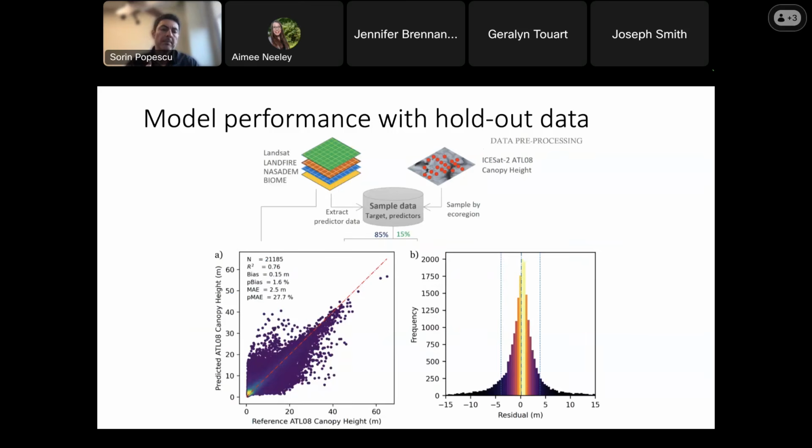So with respect to model performance, with the holdout data, we had a very good, I would say, relationship. The R-square was 0.76 for the entire continental US. Of course, this relationship varied between different vegetation types, as you can see pretty soon.